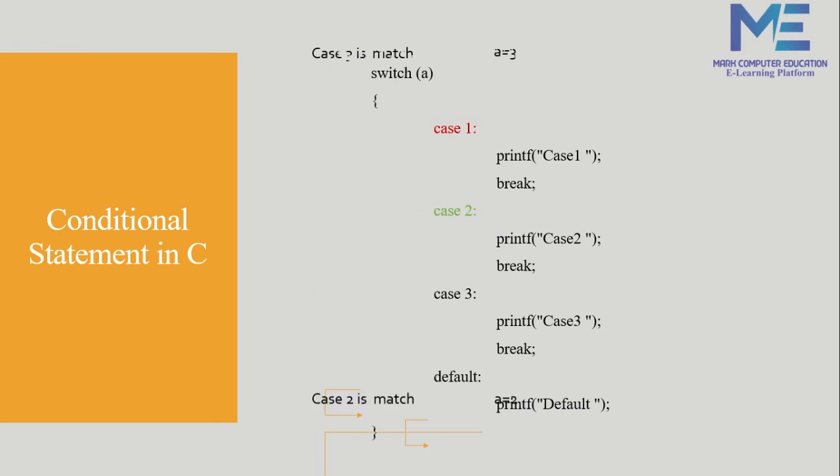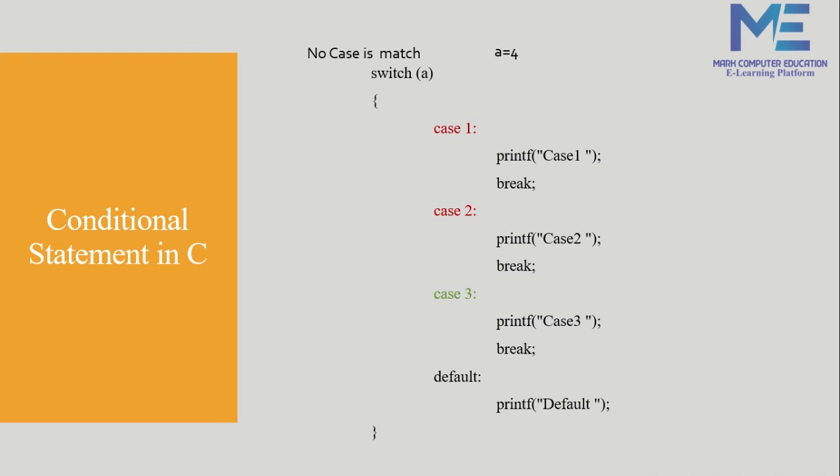Same thing, if my case 1 and case 2 do not match the given value, then what happens? It will take an entry, check case 1 matching with the value, no, case 2 no, case 3 yes. Then it will execute case 3 and take an exit from it.